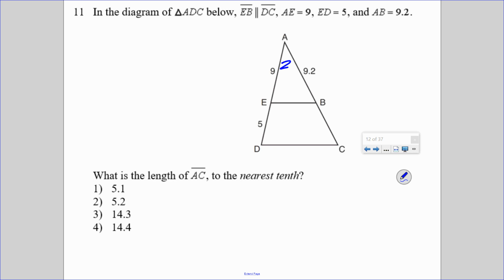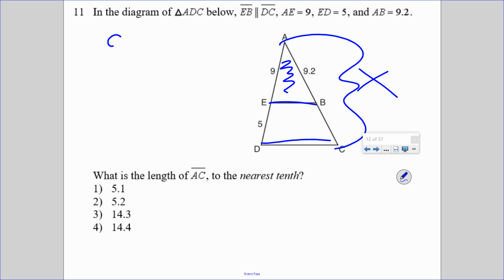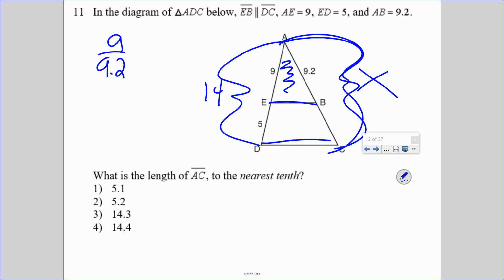Candy corn. We have a song for this. Candy corn, bases separate. Let's see, what's it asking for? It's asking for AC. Are the bases involved? No. If there are no bases, put the top over top, side over side. Do I have the side? Kind of. I know that this whole side is what I'm trying to find. This whole side is 14. So 9 over 9.2, 14 over x. That's it. Cross multiply and solve.